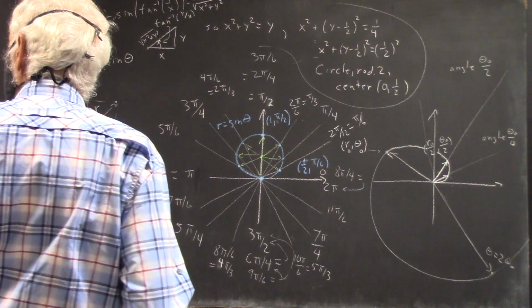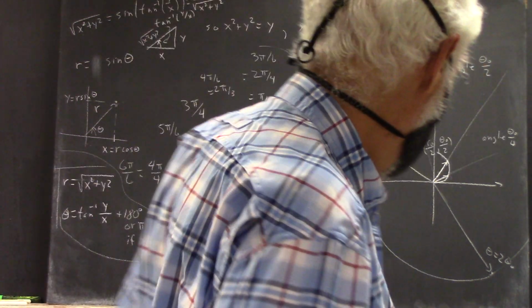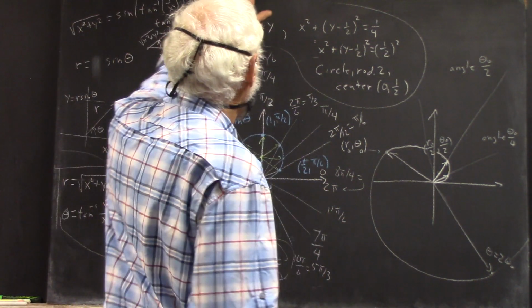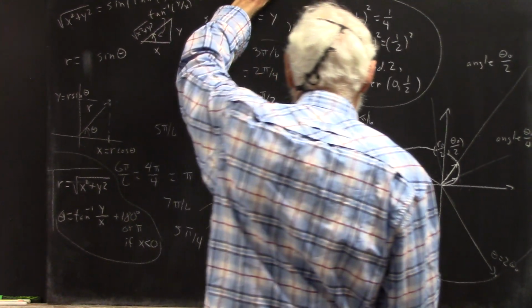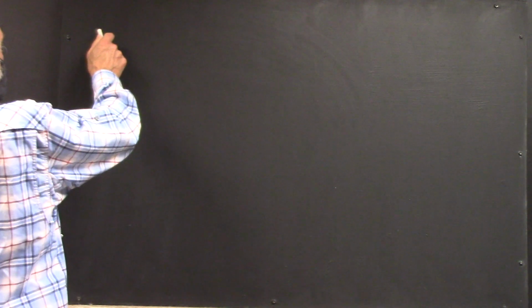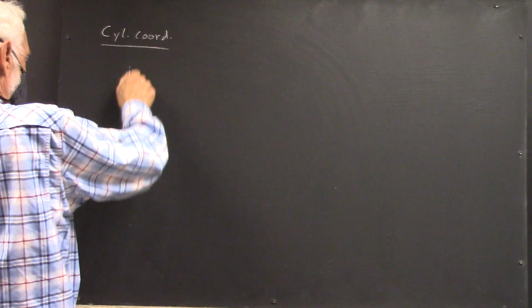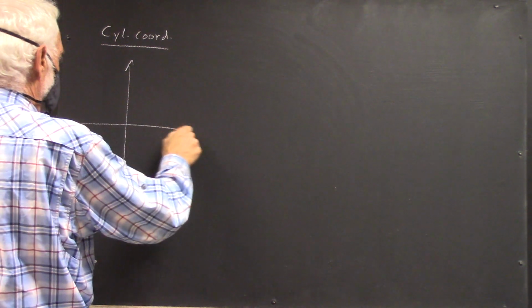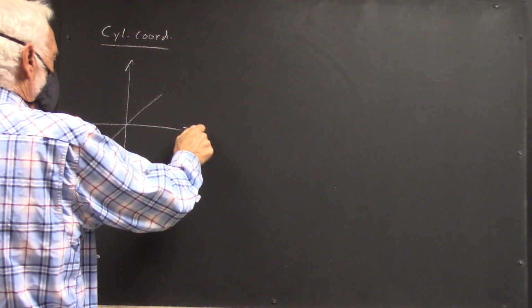Now we've got less than a half hour to cover cylindrical and spherical coordinates. I'll dispose of cylindrical coordinates rather quickly, because it's easy to visualize. So here's x, here's y, here's z.